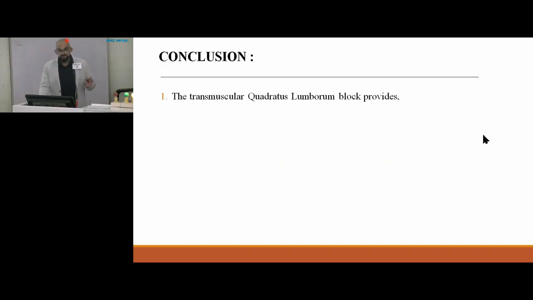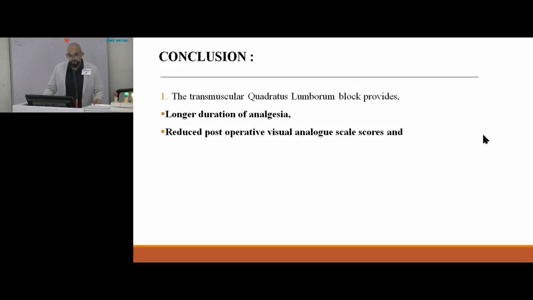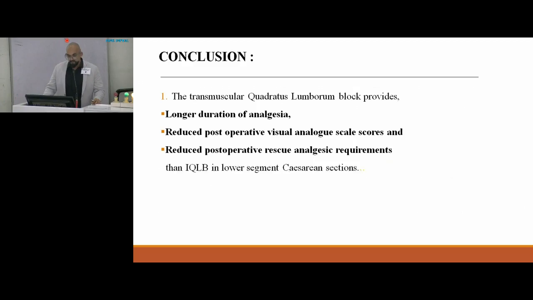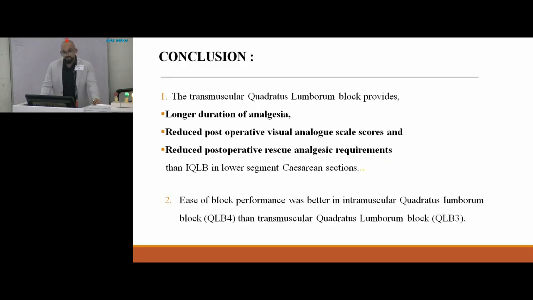Conclusion: the transmuscular quadratus lumborum block provides a longer duration of analgesia, reduced postoperative visual analog scale scores, and reduced requirement of narcotic supplements. However, the ease of block performance was better in IQLB as it is an intramuscular injection, which we have been practicing for so long.